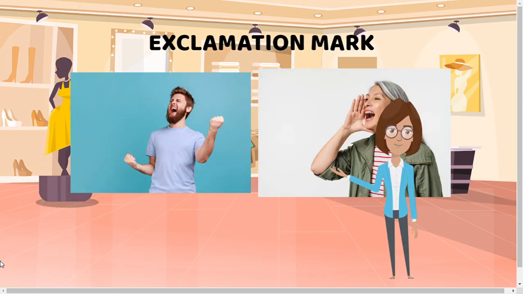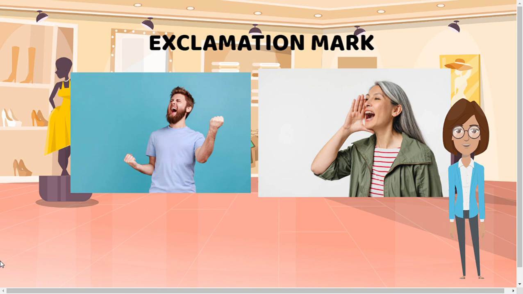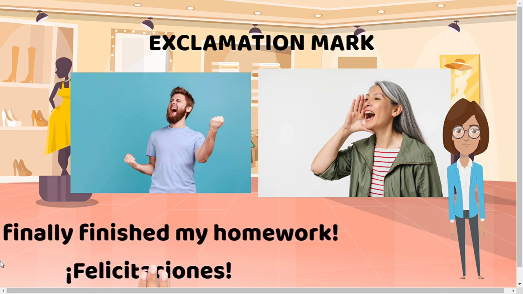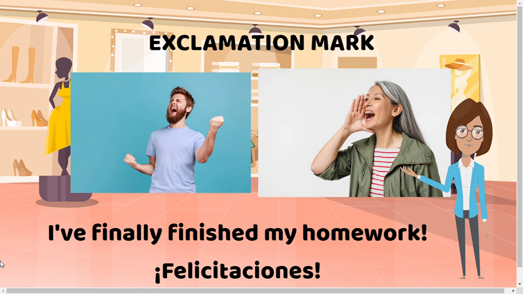Exclamation mark. The exclamation mark shows strong emphasis or strong emotion. It is rarely used in formal writing. In English it is used at the end of a short sentence that expresses a very strong feeling. Do not use an exclamation point unless absolutely necessary. Use an exclamation point after an exclamation, especially after an exclamation that begins with what or how. In Spanish it takes an open exclamation point and ends with a closed exclamation point, while in English we only use a closed exclamation point at the end. Example: Stop it! I've finally finished my homework!